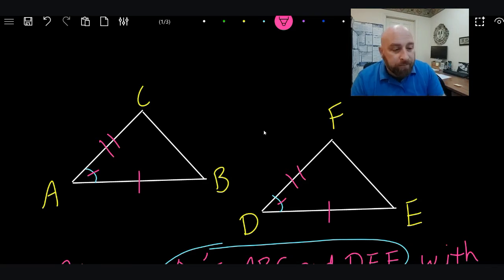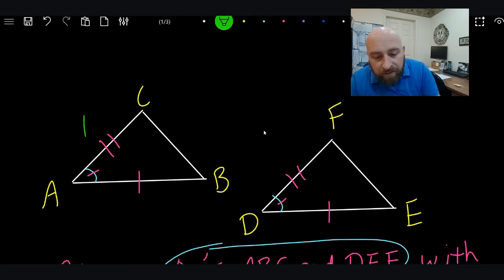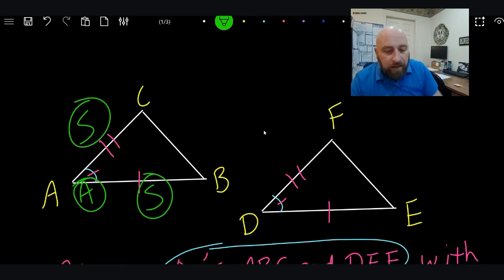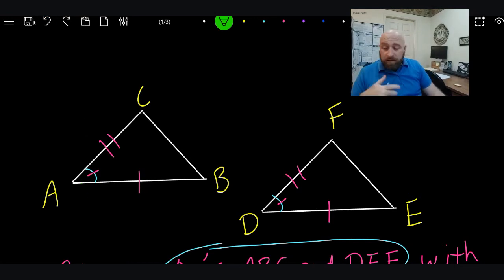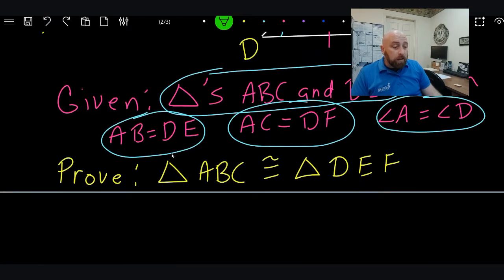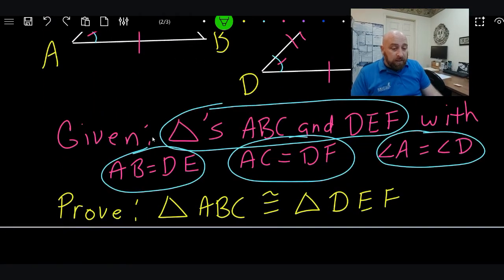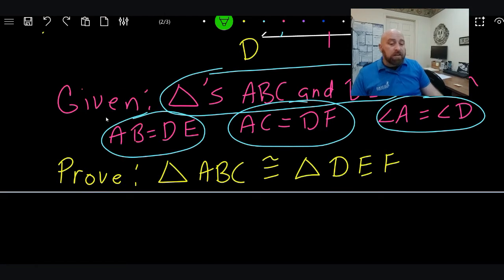So look what we have. We have side, angle, side. SAS, side, angle, side. And so now as we're proving this, we can prove this based on side, angle, side. Okay? Because they gave us those things are equal to each other. And now it says prove that ABC is congruent to triangle DEF.